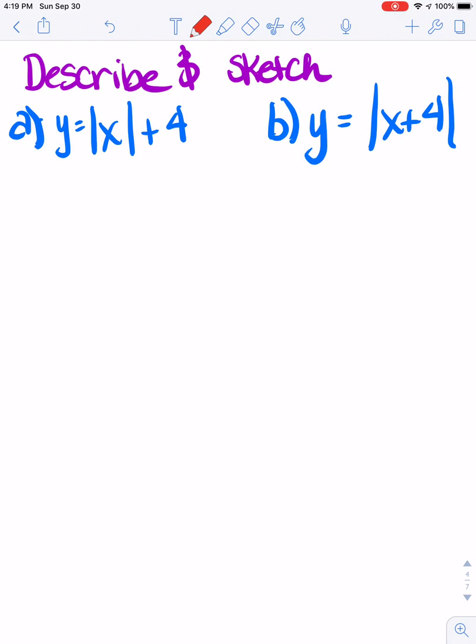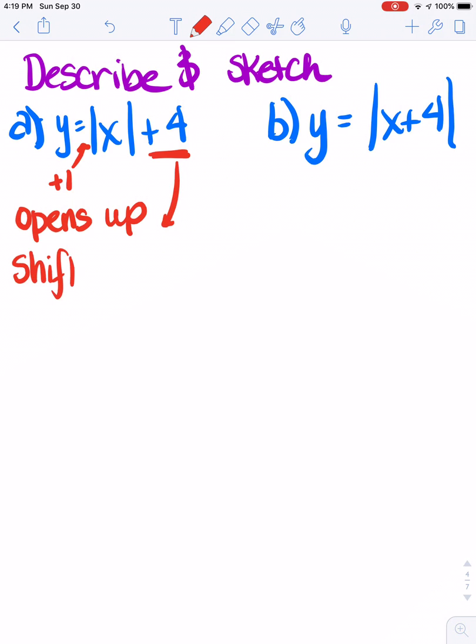Okay, guys, let's go through some examples of describing with the absolute value that we did the other day. So first of all, if I look at A, because there's no number in front of that, I assume it's just a positive 1 in front of the absolute value, which means for sure that I know it opens up. This plus 4 on the end means that it's a shift on the y-axis. And if it's plus 4, that means that it goes up 4.